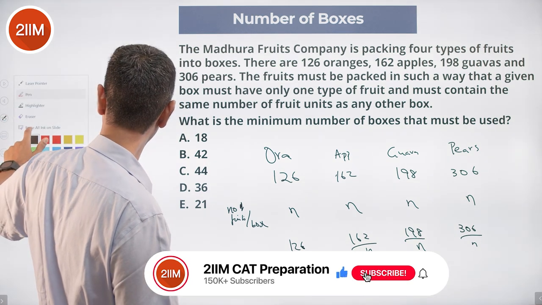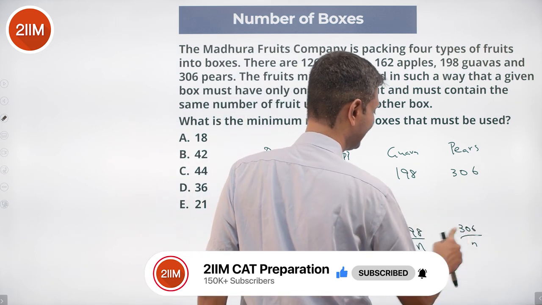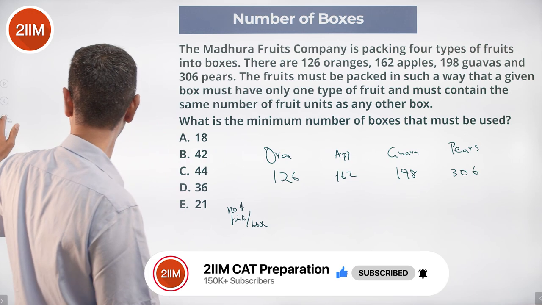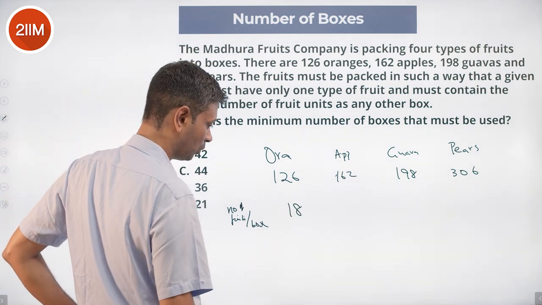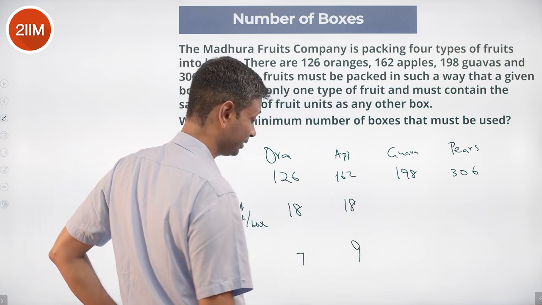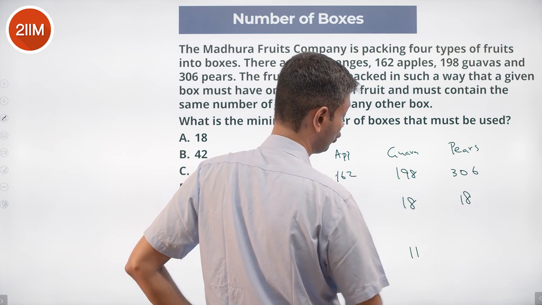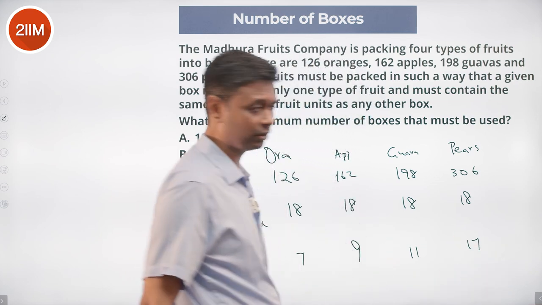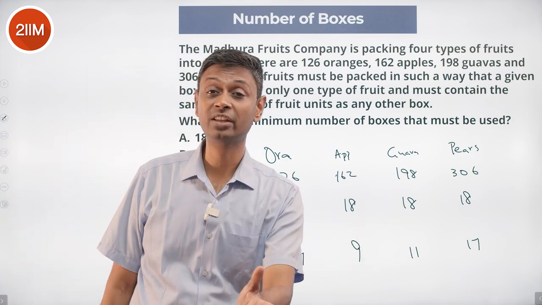So I'm going to say, hey, I'm going to carve out an 18 and then take it from there. I'm going to put an 18 in, and if I still have a lot of common numbers remaining, I'll worry about it later. 18. 126 by 18 is 7. 162 by 18 is 9. 198 by 18 is 11. 306 by 18 is 153 by 9. This is 17. Nice. So 7, 9, 11, 17, they have nothing in common.